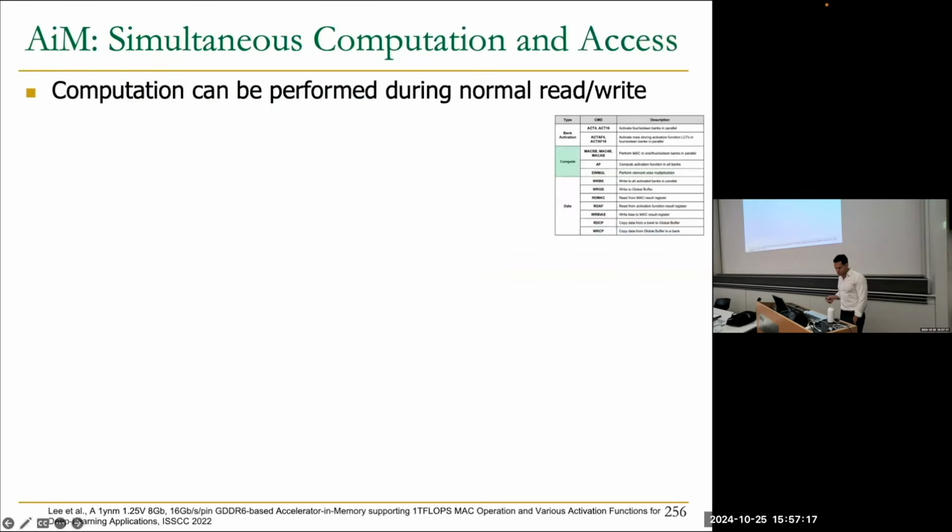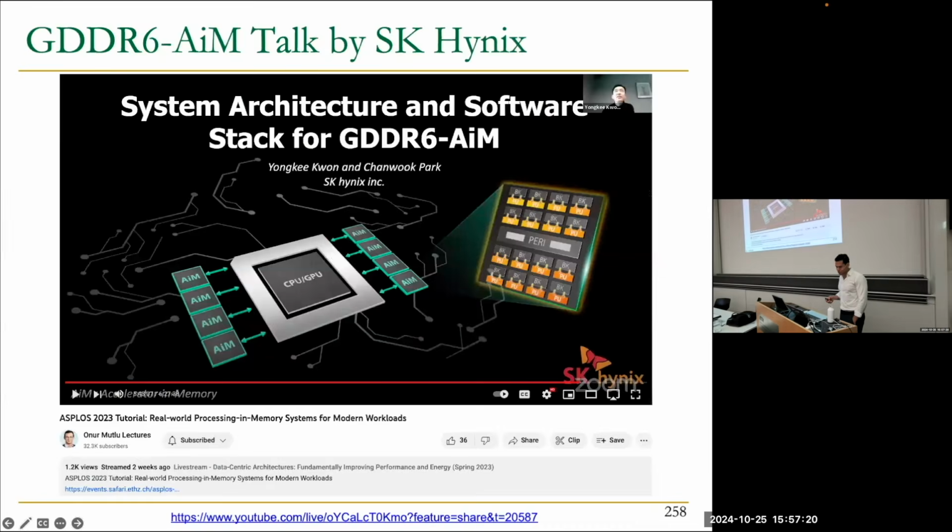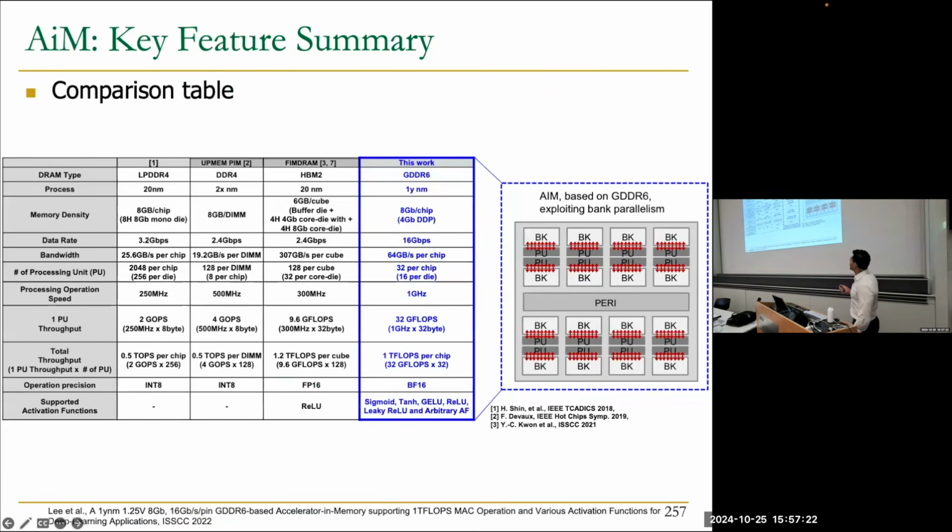So what I want to show next is this comparison table again. Now they are comparing their design with the FIMDRAM architecture together with the UpMem architecture. What's different between those three is that this is using DDR6, with lower technology nodes. Their density is 4 gigabits per die. The engine that they have.